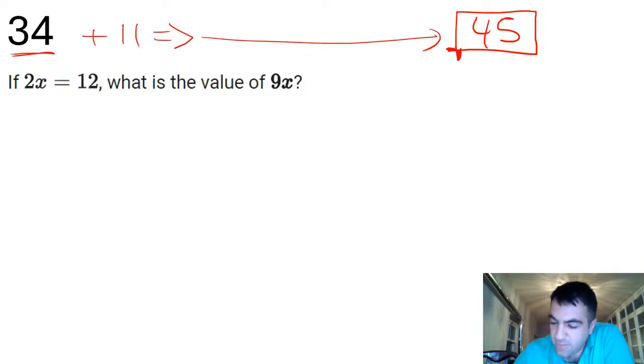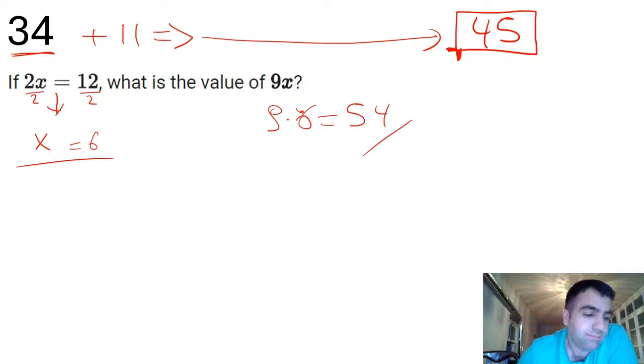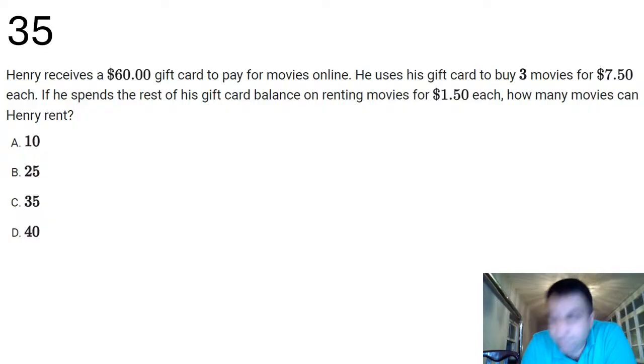Mr. Saib said 27, right? Mr. Saib, you were right. Fear says 54. Okay, we can calculate x here. We can divide both sides of the equation by 2. x is equal to 6. And we can write here 9 times 6 is equal to 54. Next question.